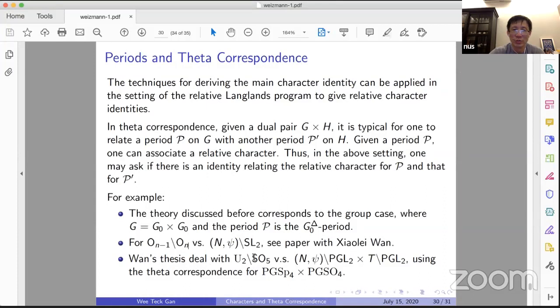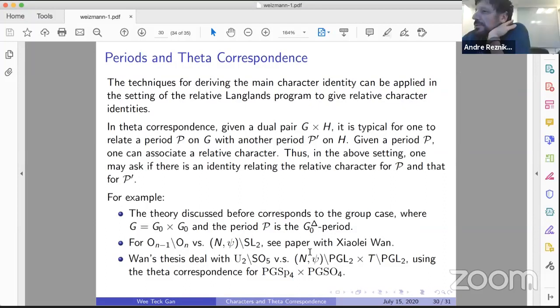Xiaolei's thesis deals with another example, SO5 mod U2, where now this period is related to a Whittaker period cross a torus period. The torus is determined by a quadratic extension that defines this unitary group U2. So what is the dual pair here? Well, SO5 is PGSP4, and PGL2 cross PGL2 is PGSO4. So it's basically the theta correspondence for these similitude groups.